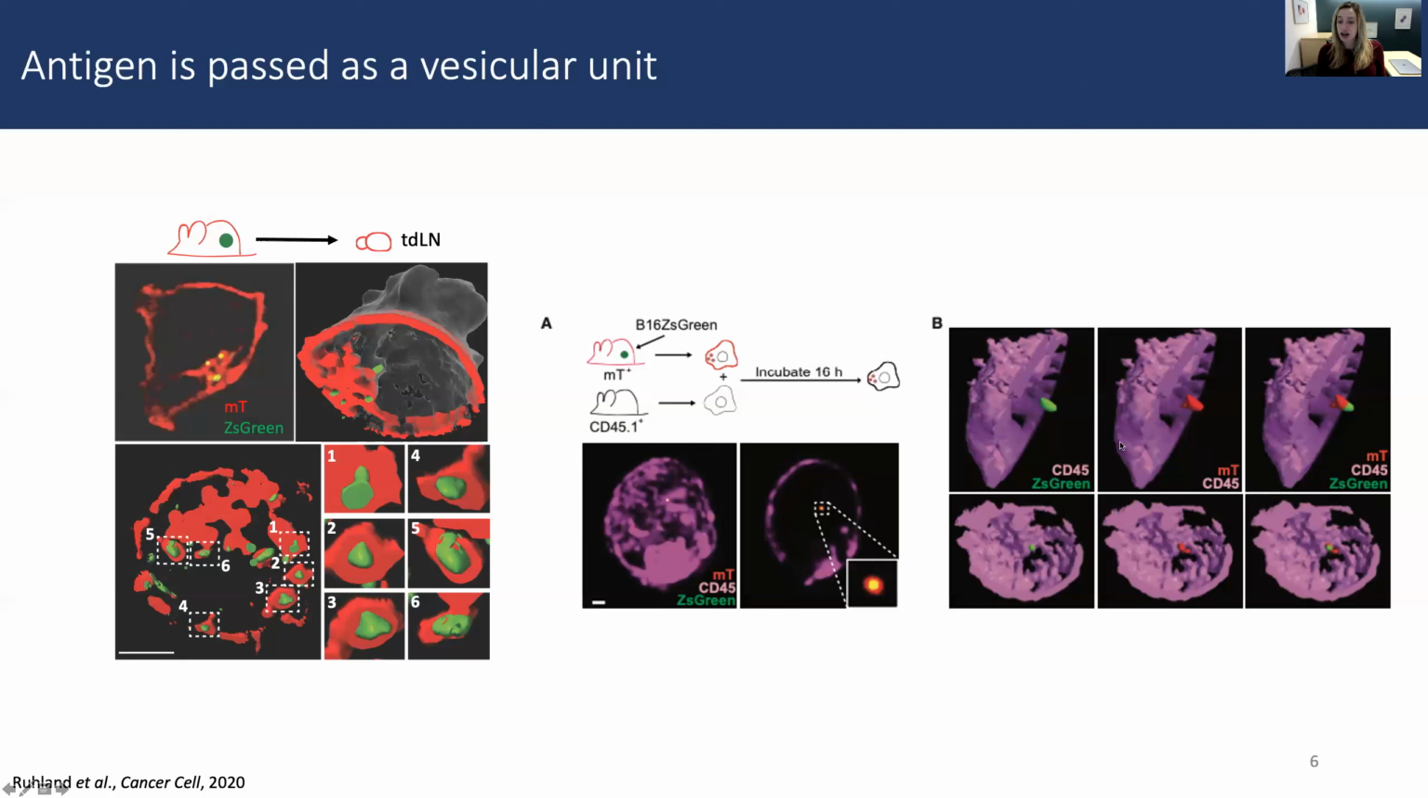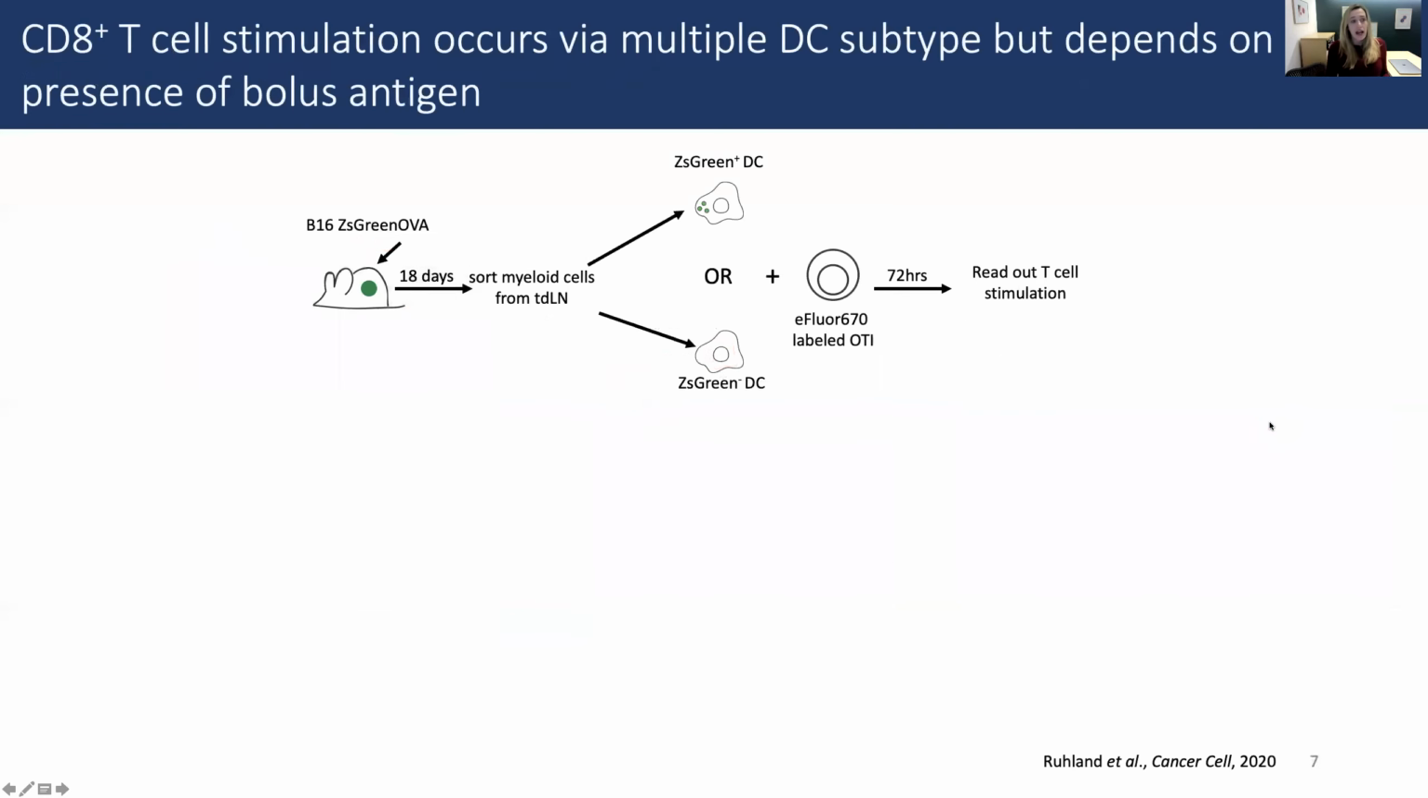So this is just that same imaging surfaced and rotated, so you can see it even better. Here, that ZsGreen particle encapsulated in your membrane tomato from your donor host mouse, all within this new recipient DC. And so now that we have all this interesting data about how antigen was being shared in the physical space, we were seeking to understand what that meant for T-cell priming.